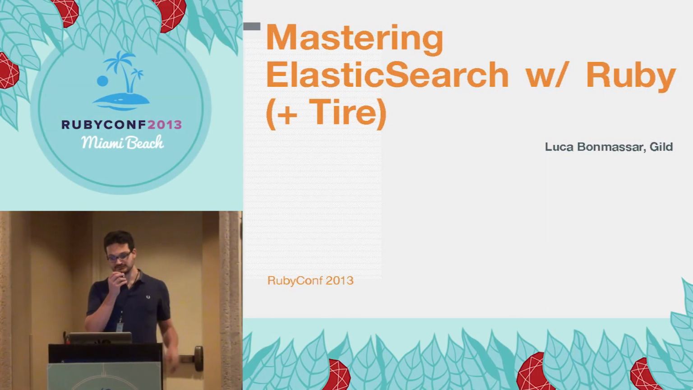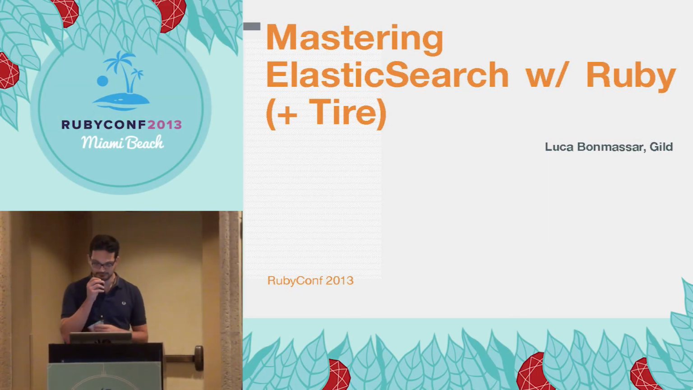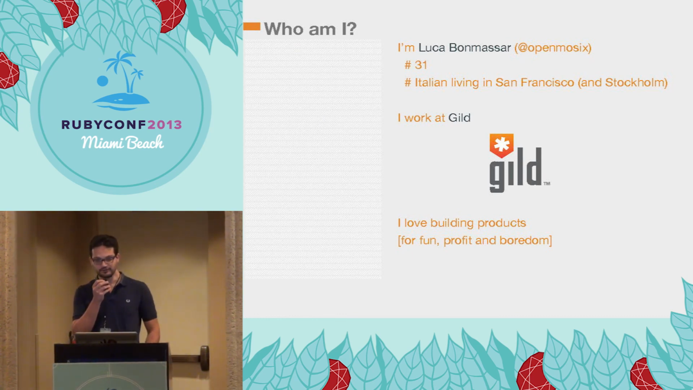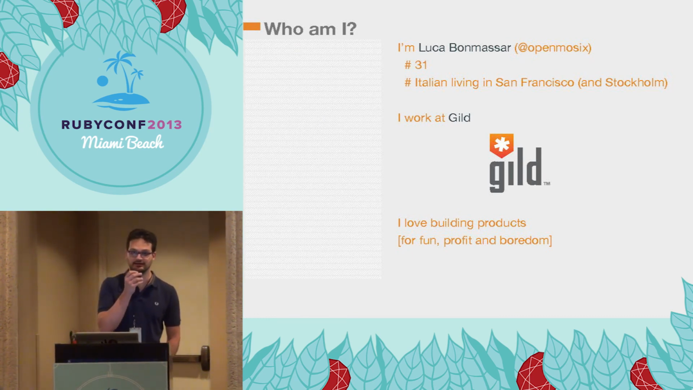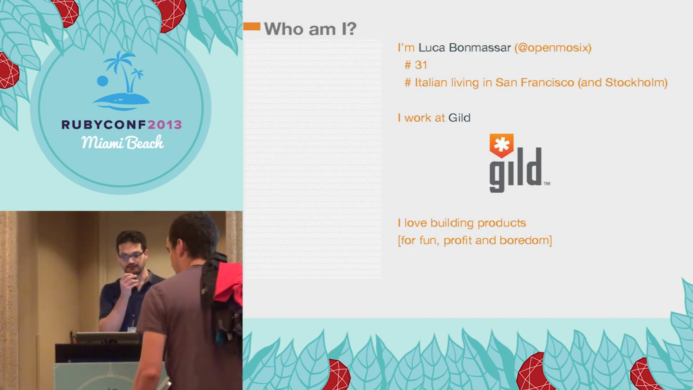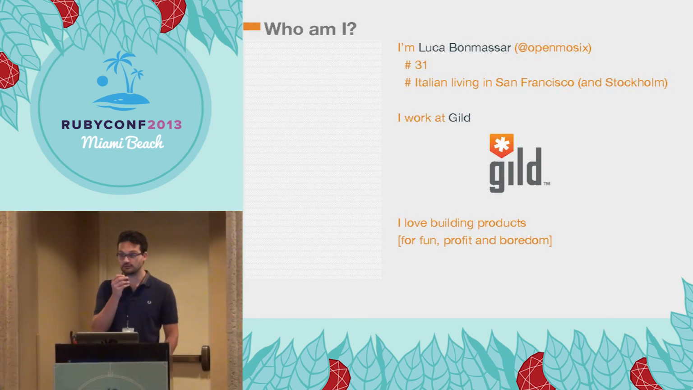I'm Luca Bonmassar, even though my badge says Bonsamar. My real name is Bonmassar. I'm 31, I'm Italian, and I live in San Francisco. I work at Guild, and today I'll talk about search using Elasticsearch.